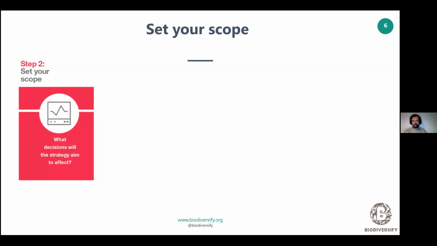The next stage is to set your scope. What decisions are you going to try and affect with this strategy? The first thing I'd mention here is that it's really important to remember that there need to be tangible outcomes for biodiversity at some point. That's going to be a really difficult thing to think about early on, but I think it's an important thing to not lose sight of.